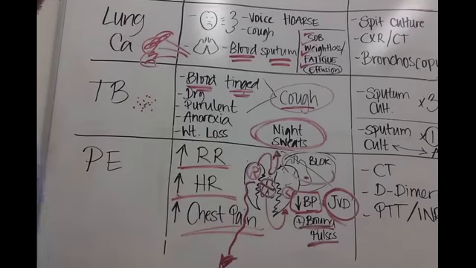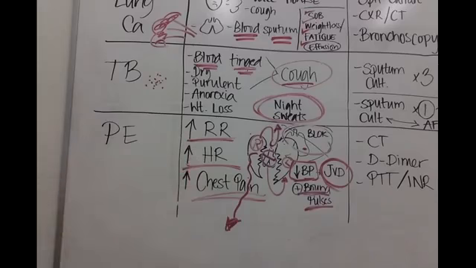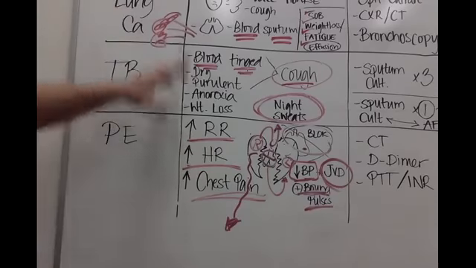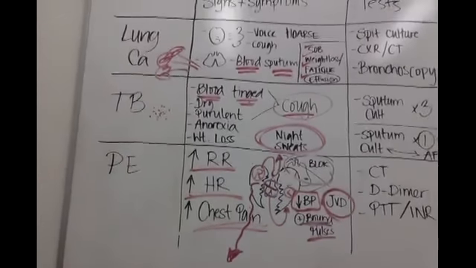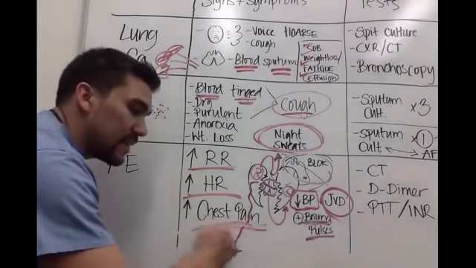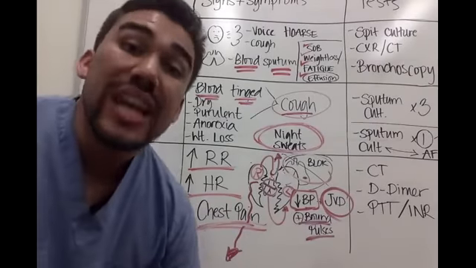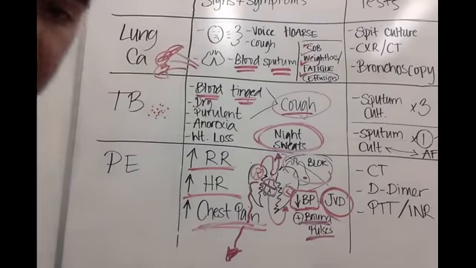So that's the big difference here: you have increased heart rate and chest pain. You could have chest pain with tuberculosis as well as lung cancer, but you will definitely, almost 100% of the time, have chest pain with your PE patients.